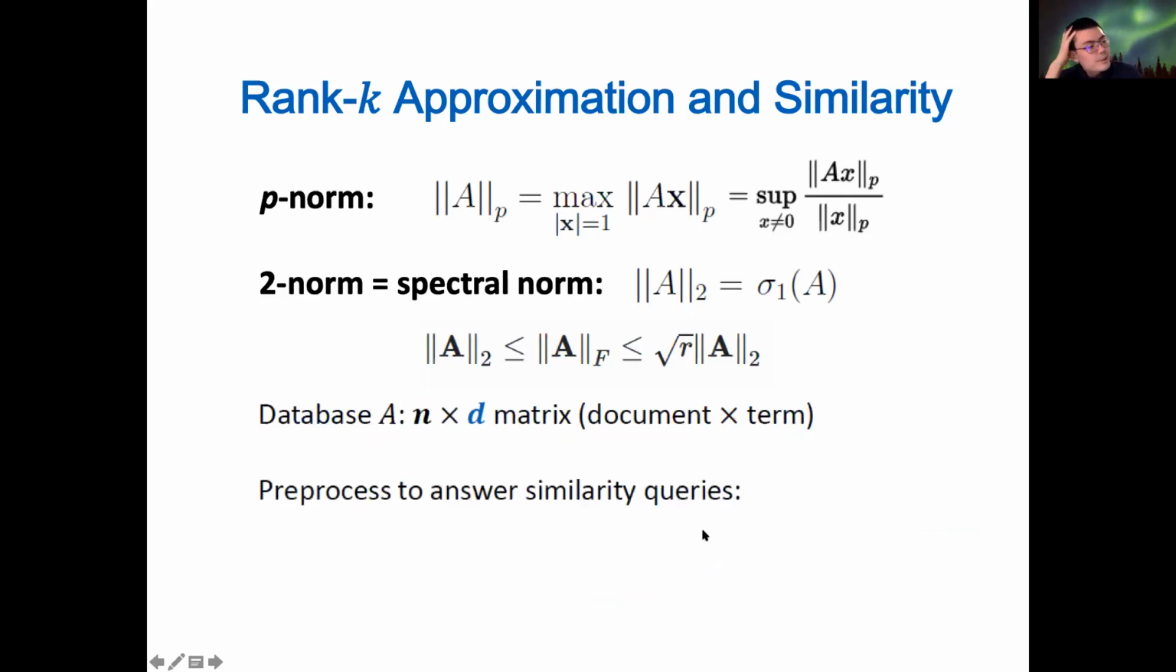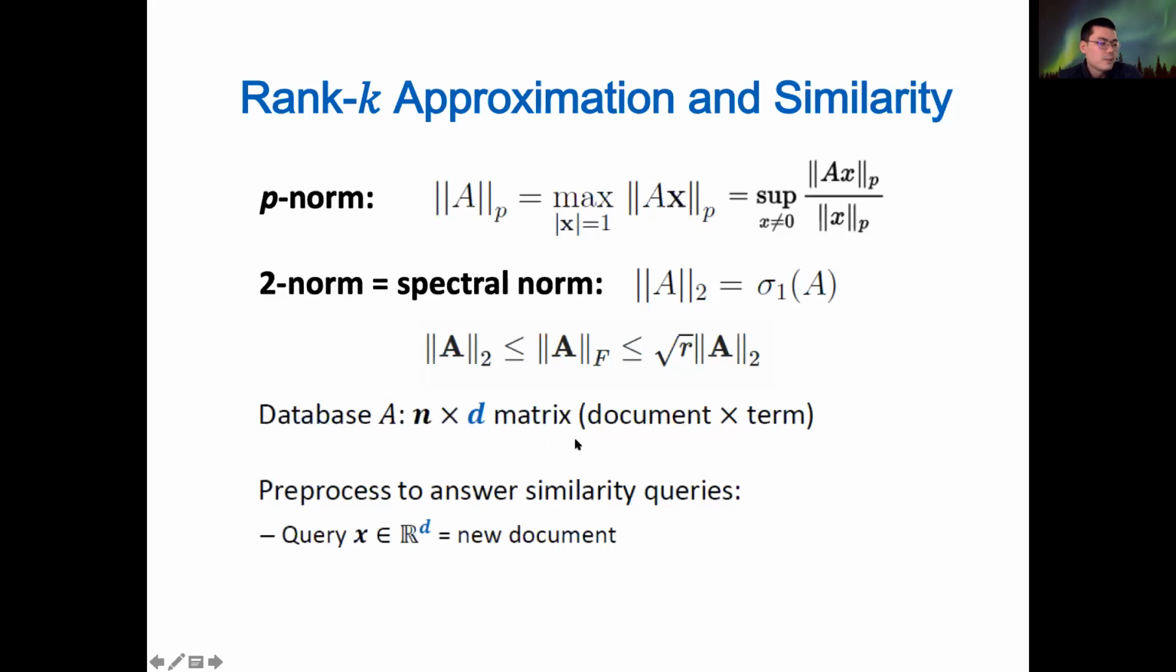Okay, we can then pre-process this matrix A to answer similarity requirements. Basically, we'll not take all the components, we just take the K components, not all the R components. Right, let's take a look at how to do that.